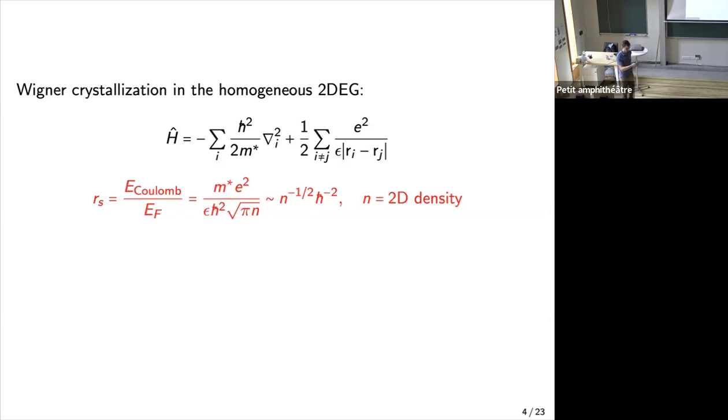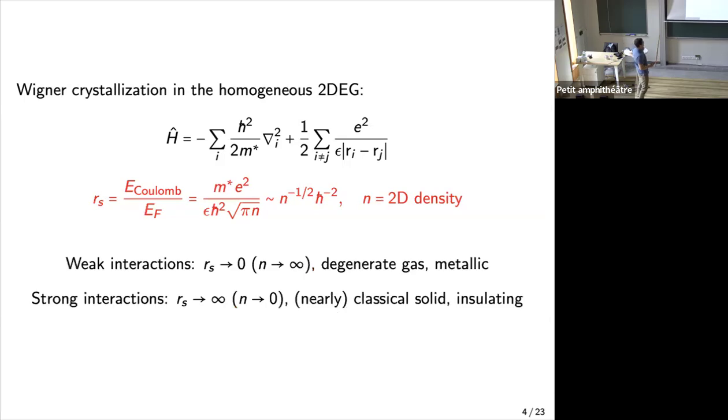So that's a perspective that'll be useful later on. So with this scaling in mind, we can immediately infer the limiting behaviors of the system. When RS goes to 0, that's the high density limit, interactions are weak, and we expect the system to behave as some kind of degenerate Fermi gas, and it should have essentially metallic character. On the other hand, when RS tends to infinity, that's the strongly interacting limit or the low density limit, then what we're dealing with is a nearly classical solid, and we expect some more insulating-like character.